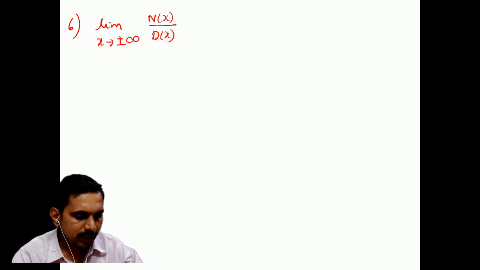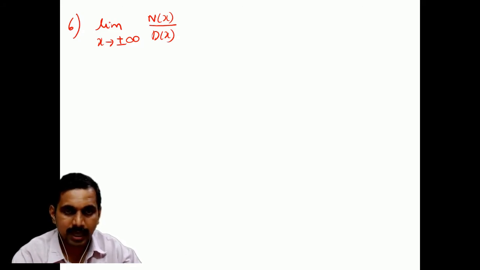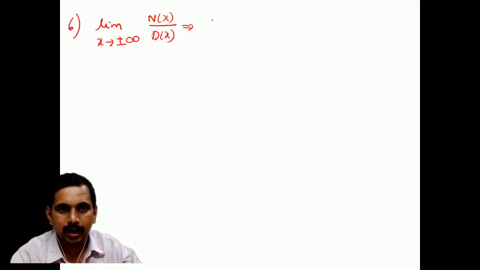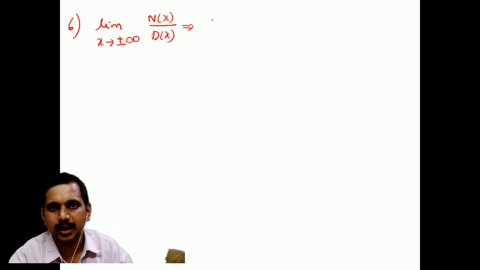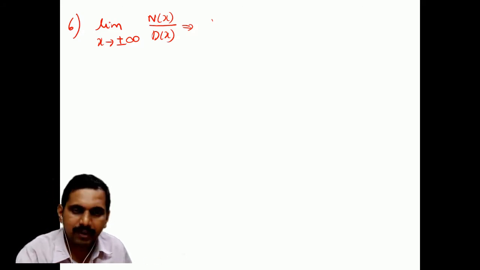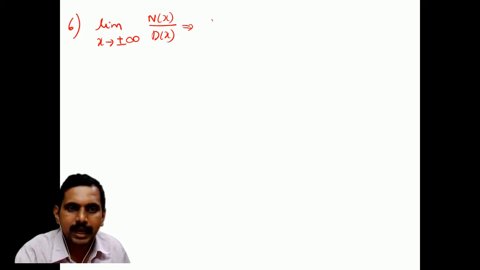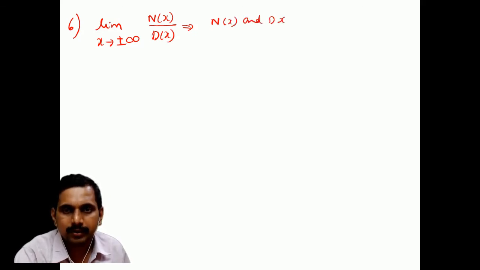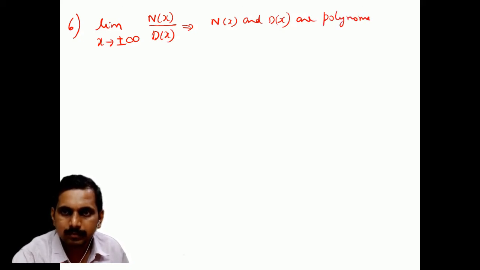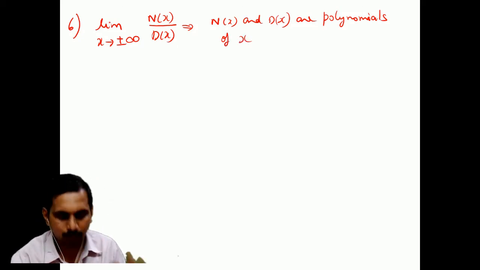So here, first example, this has to be rational. All the functions, numerator and denominator, have to be rational. There should not be square roots and all those things. Irrational numbers cannot be there. So it has to be rational only. If that is the case, first case let us see. N of x and D of x are polynomials of x. If that is the case, how do we do it?